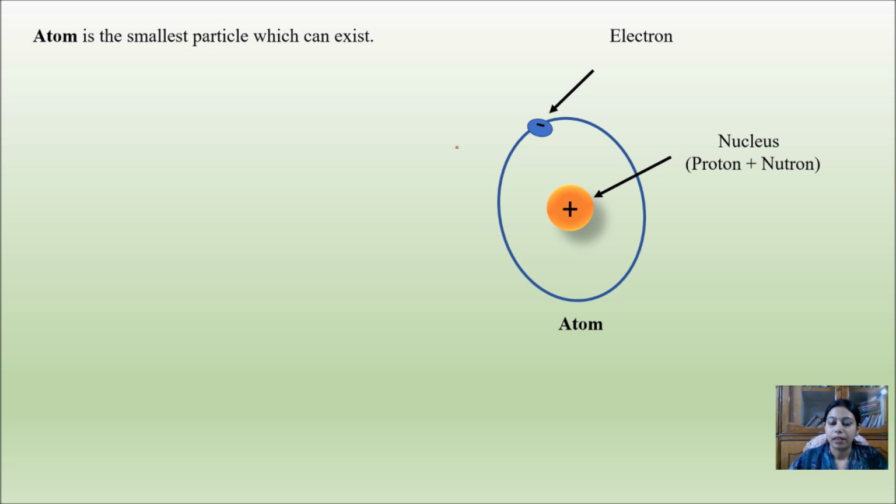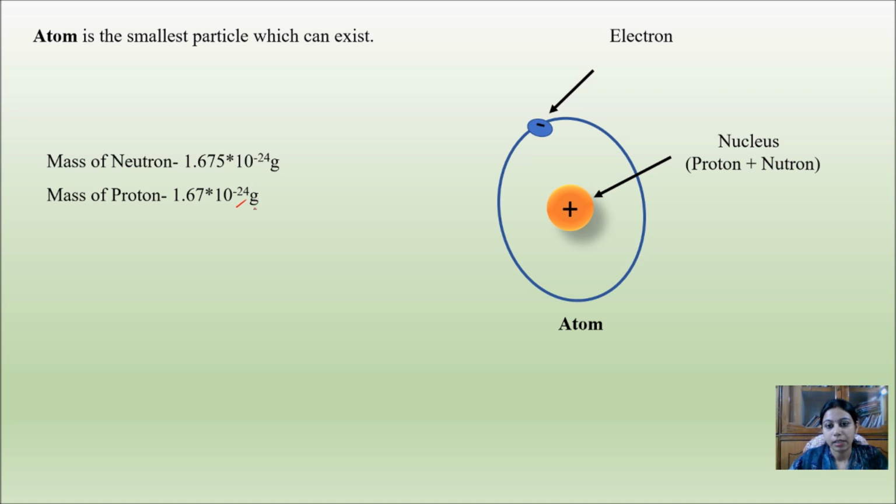Electrons revolve in the orbitals around the nucleus of the atom, and the nucleus consists of protons and neutrons. Though you already know all these things, I am just giving a quick recall. You all know that the mass of the neutron is 1.75 into 10 to the power minus 24 gram, whereas that of the proton is 1.7 into 10 to the power minus 24 gram.